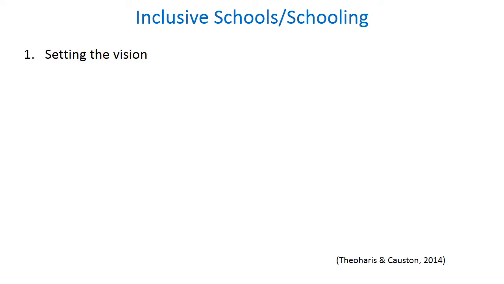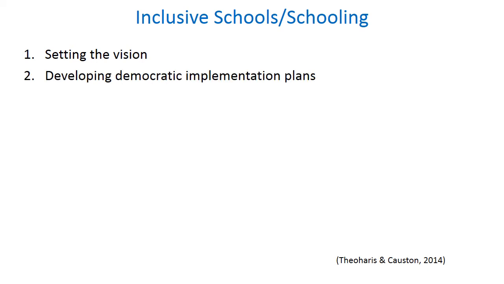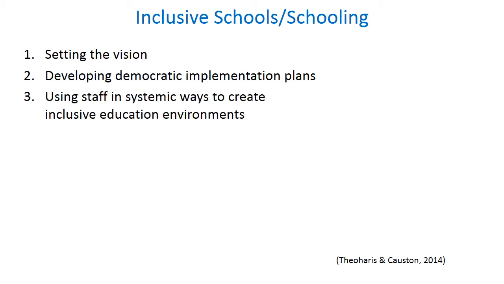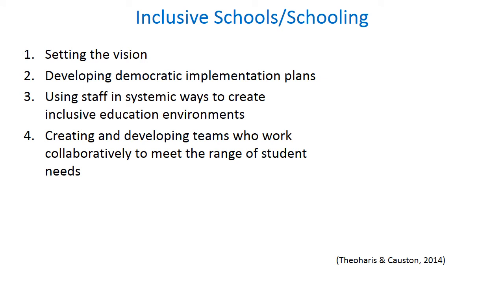If we're thinking about inclusive schools, what leaders need to consider is setting the vision, then developing plans of how they're going to make it happen. Then they also need to think about using staff in ways that will make inclusive education environments and really make a difference. Building teams is very important in this work, because it's not the teacher in isolation who's going to be able to meet the needs of all the learners in the class. They need to be able to access support.